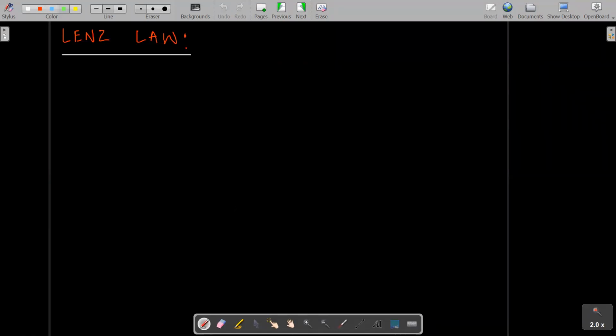the EMF is induced in a loop. Like if this is a loop, and there is some flux change, flux is changing. So what does this Lenz law say? It induces current in such a way that it tries to oppose the cause which is producing it.